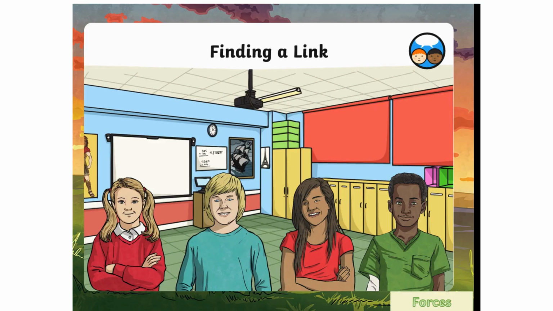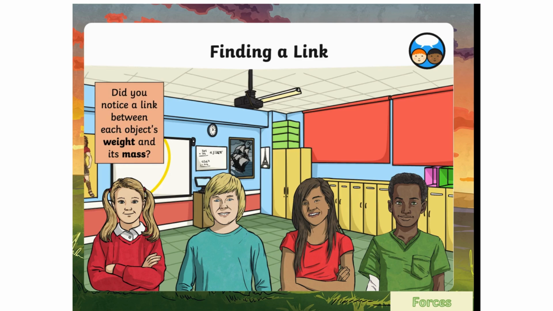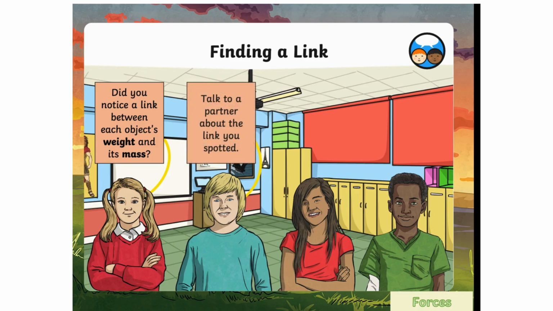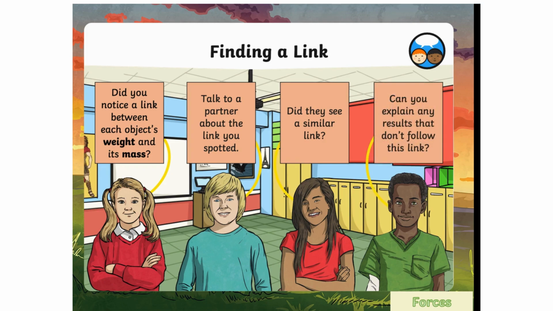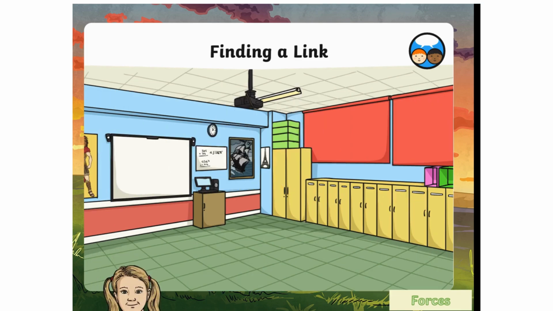Now the link. Remember I kept on saying, did you find the link? Let's see what the students have got for us. Did you notice a link between each object's weight and its mass? Just in case you could find a Newton meter. Talk to a partner about the link you spotted. All right. Did they see a similar link? Okay. Can you explain any results that don't follow this link? Could be, isn't it? We all are different kinds of thinkers. So what is coming to your mind? Let's ponder.